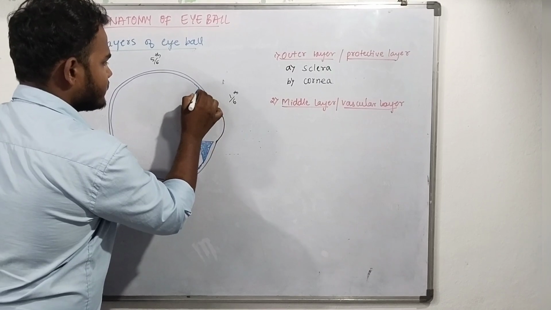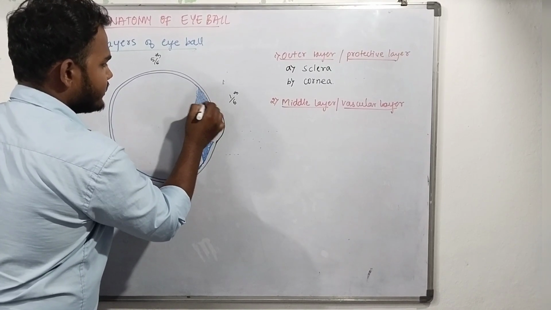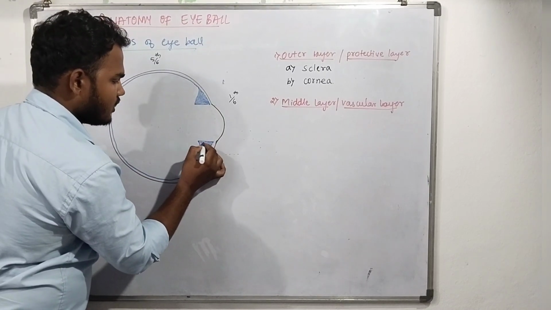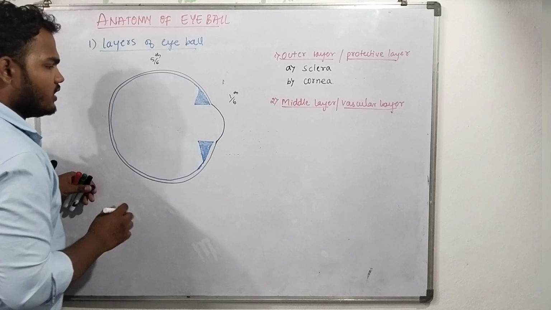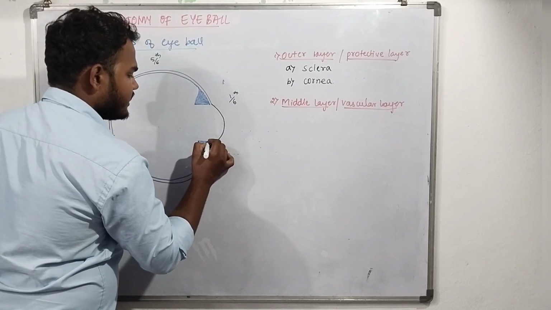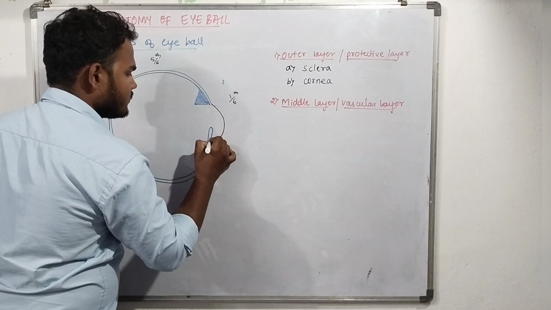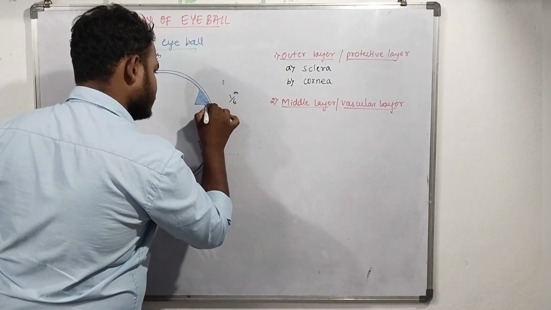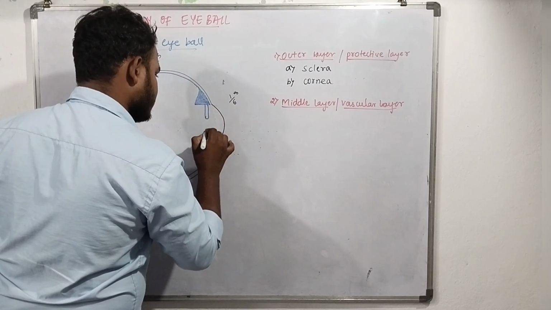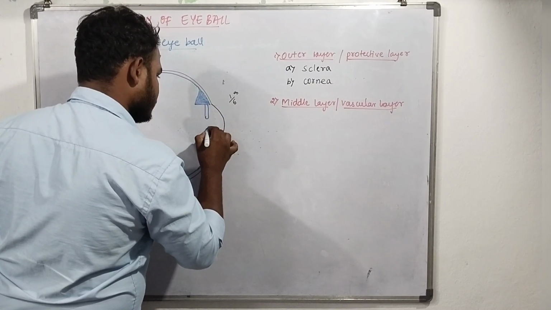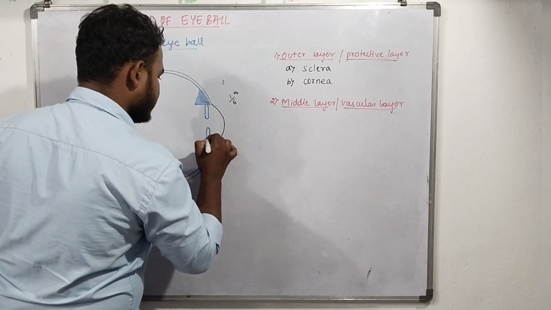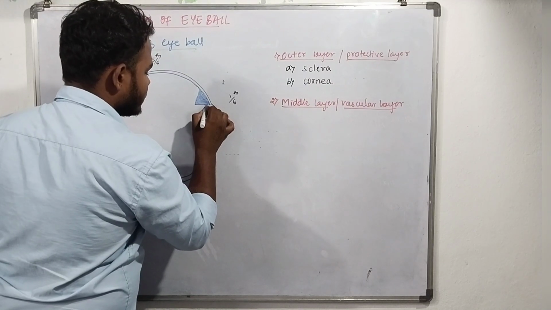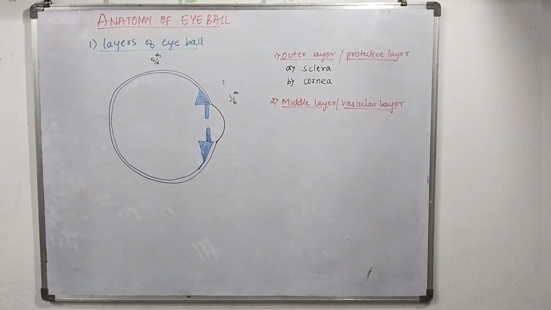The triangular shape structure that is continued anterior to the choroid is known as the ciliary body. Okay, ciliary body, and the ciliary body anteriorly forms the iris. Okay, here you see an image of this.